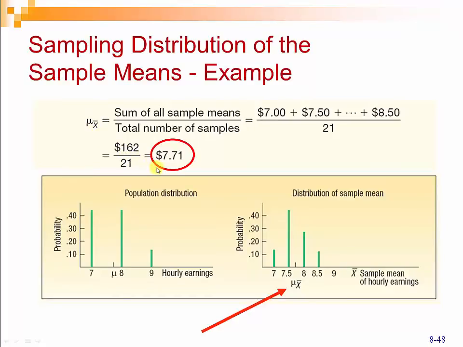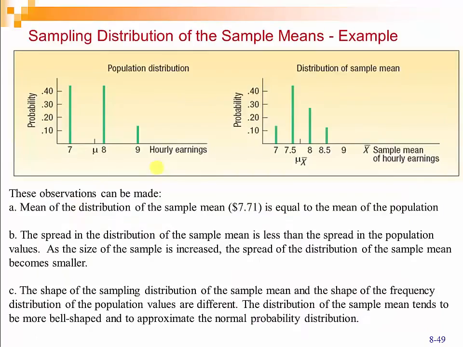So from these calculations, we can make some observations. The mean of the distribution of the sample mean, $7.71, is equal to the mean of the population. The spread in the distribution of the sample mean is less than the spread in the population. As the size of the sample is increased, the spread of the distribution of the sample mean becomes smaller as well. So here's our population distribution, and you can see the spread here, whereas the distribution of the sample mean is tighter. Well, maybe not much, but a little tighter.